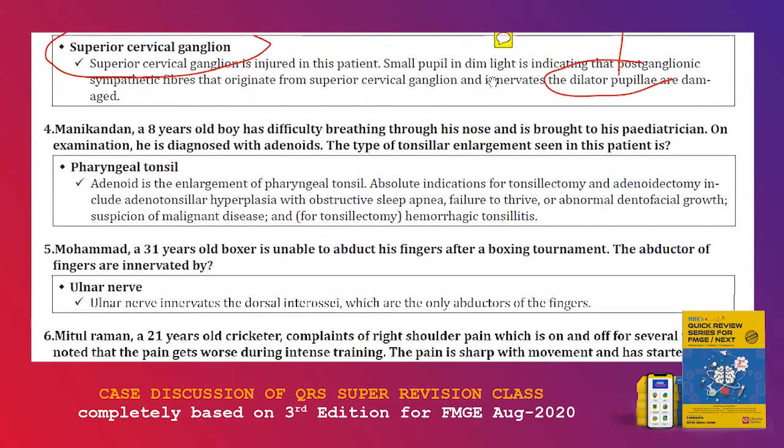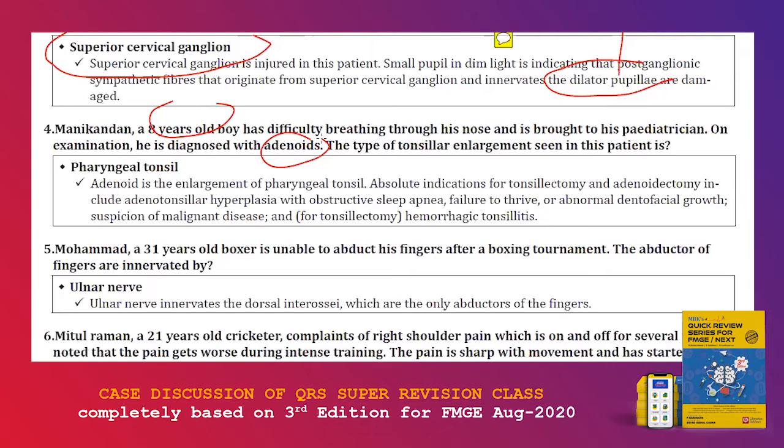The next MCQ. Manikandan, an 8-year-old boy, has difficulty breathing through his nose. He is brought to his pediatrician. On examination, he was diagnosed with adenoids. So, a young boy with adenoids. The type of tonsillar enlargement seen in this patient is?